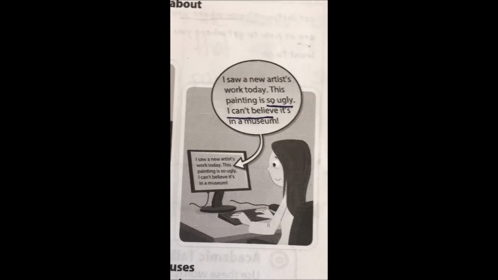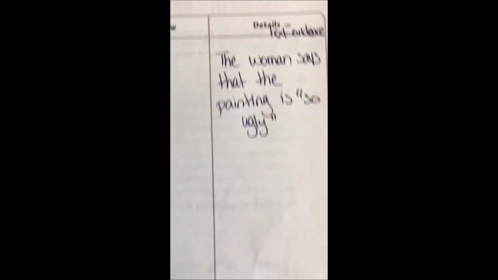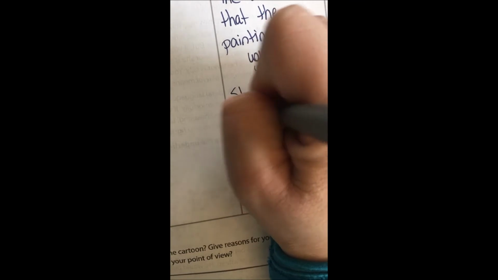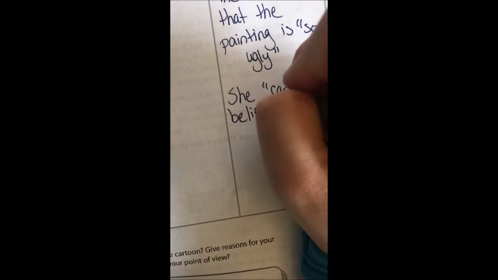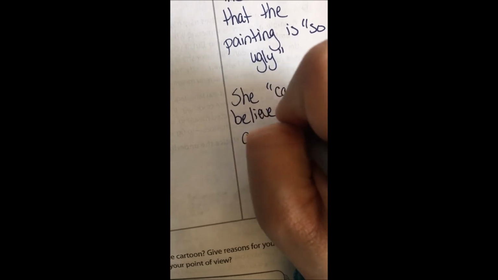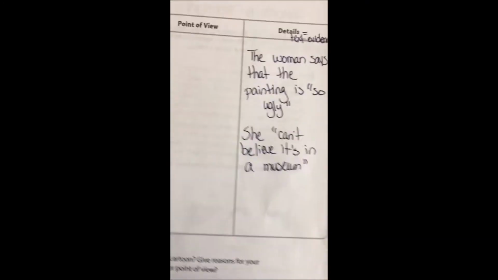What does she say? She says, I can't believe it's in a museum. So that's another detail I can have. She can't believe it's in a museum. Beautiful. So I went through and I found my two details.